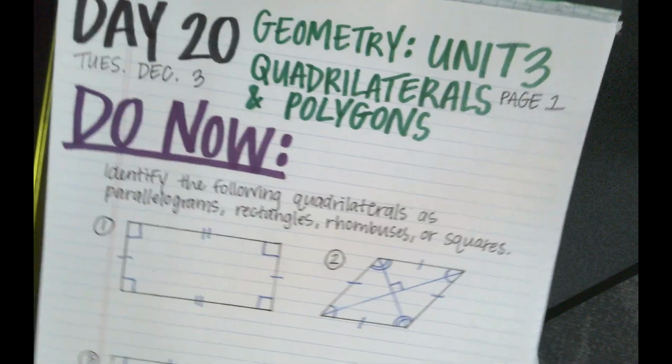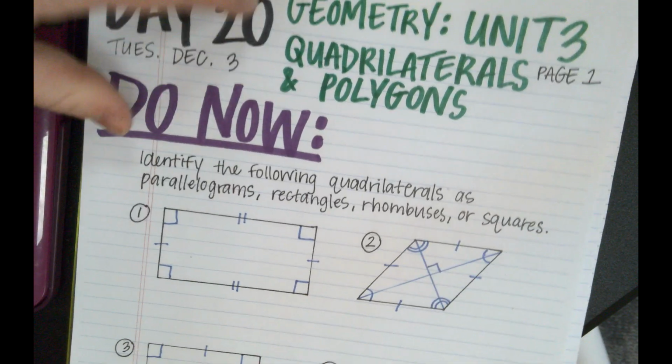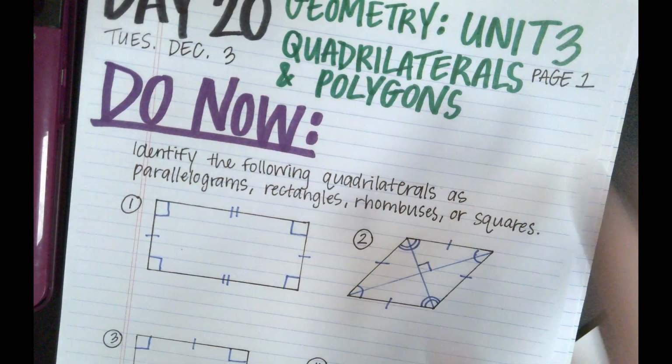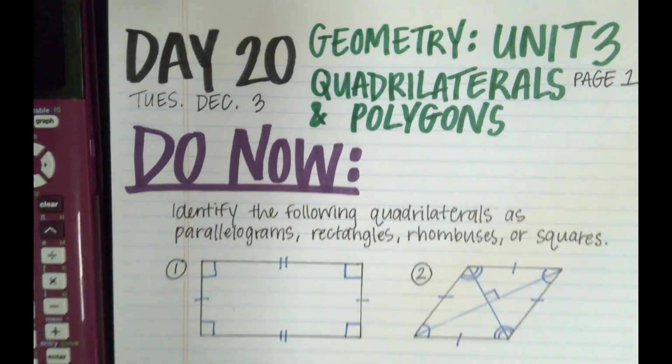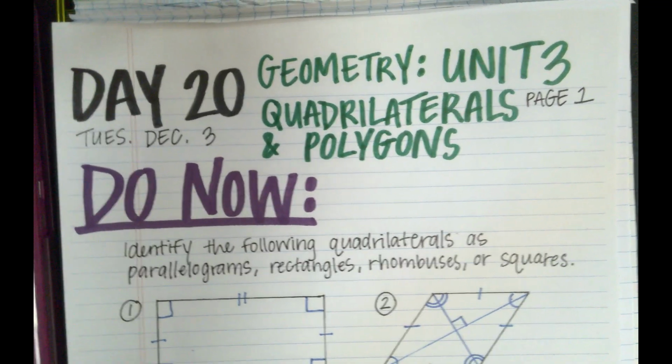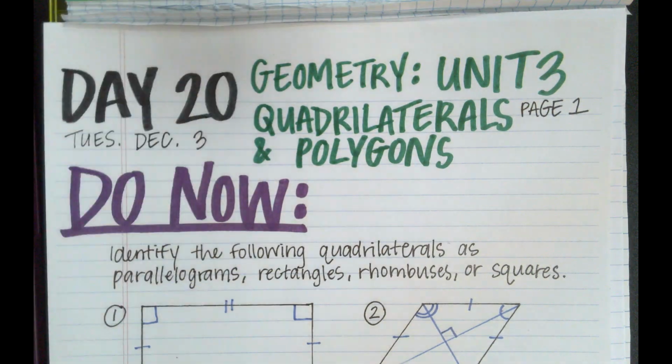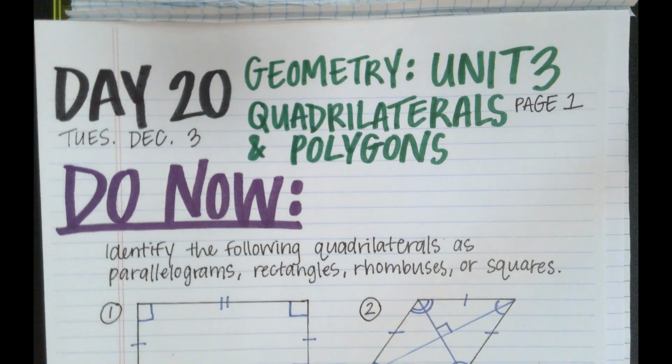Look at our do now here. We're on day 20. That's 20 out of 30 total days, guys. We're so close. It's crazy. And on the last few days of school, we'll just be taking finals. So really, we've got about a week and a half left. It's pretty nuts to think about. Anywho, let's look at our do now problems.